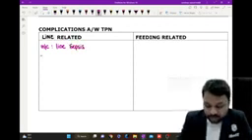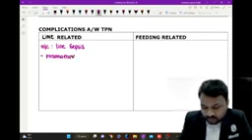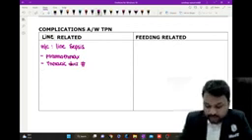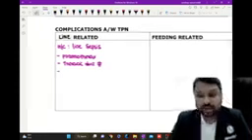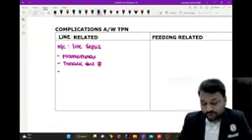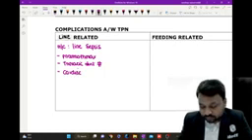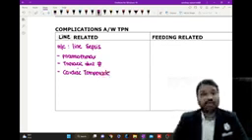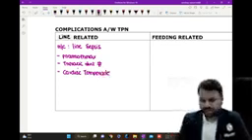But apart from that, it can result in pneumothorax. It can result in thoracic duct injury. It can also be associated with cardiac tamponade and other issues as well.